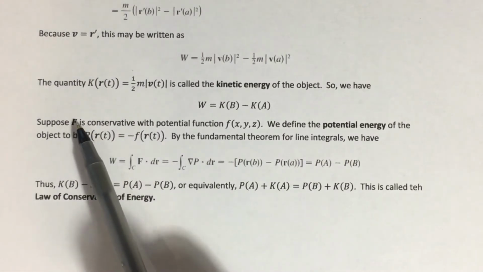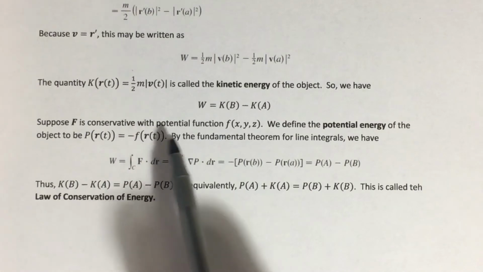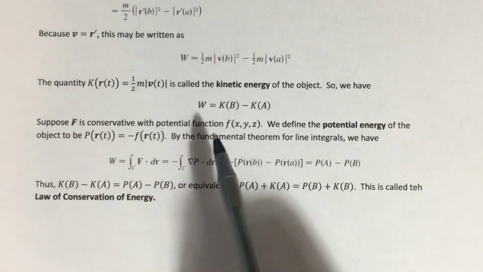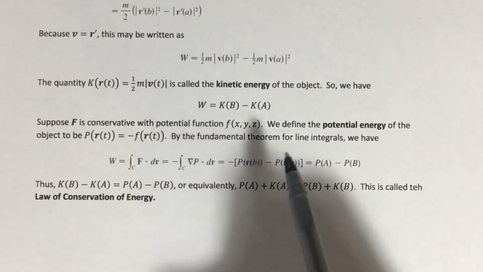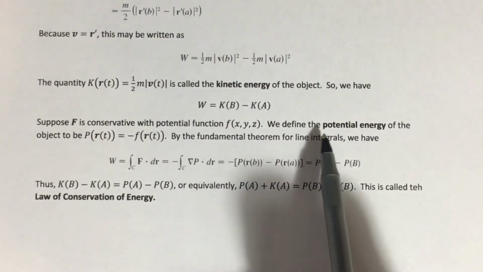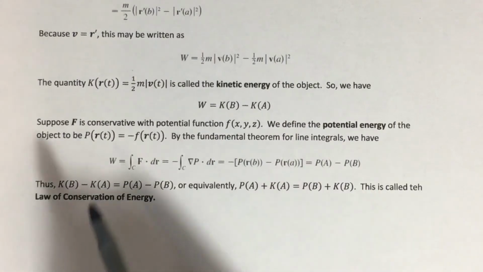So we're going to assume that our force field is conservative, which means it has a potential function, something that this is the gradient of. I'm going to call that potential function little f of x, y, z. Okay? We're going to make a new definition using this potential function, and we're going to call it the potential energy of the object.